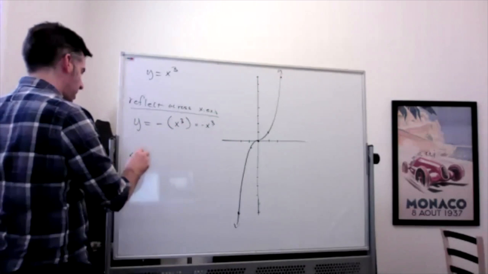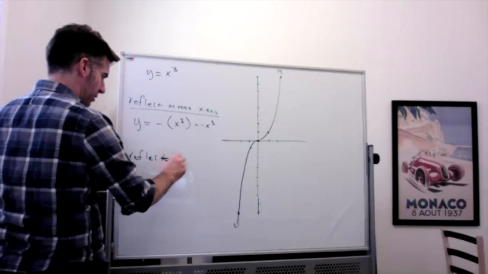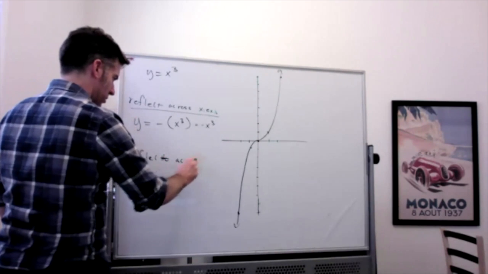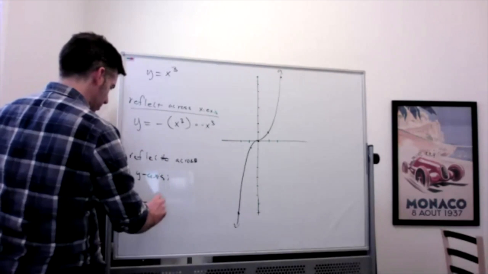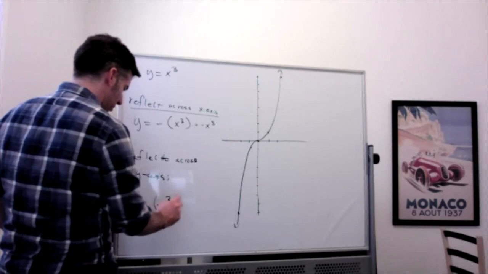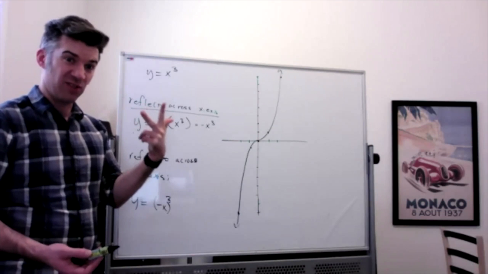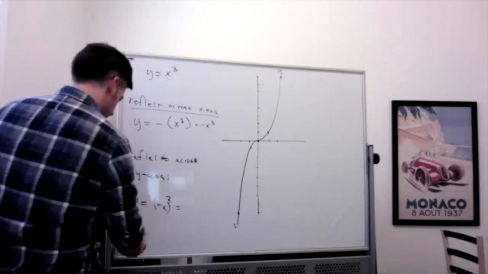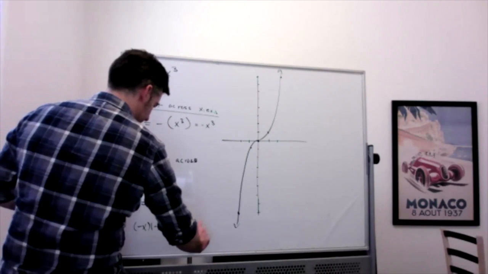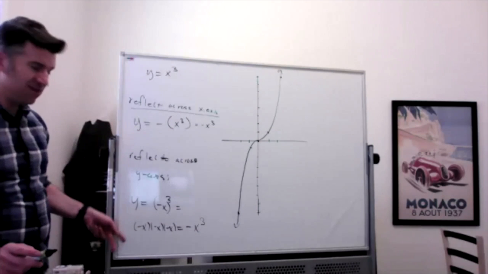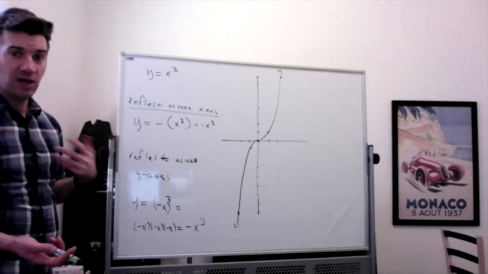To reflect across the y-axis, my spelling is really good. Reflect across the y-axis, we would get y equal to negative x quantity cubed. But a negative number cubed is a negative times a negative times a negative, which is still negative. So this is negative x times negative x times negative x, which is negative x cubed. And these are the same. So whether you reflect it across the x-axis or across the y-axis, you're going to get the same result.